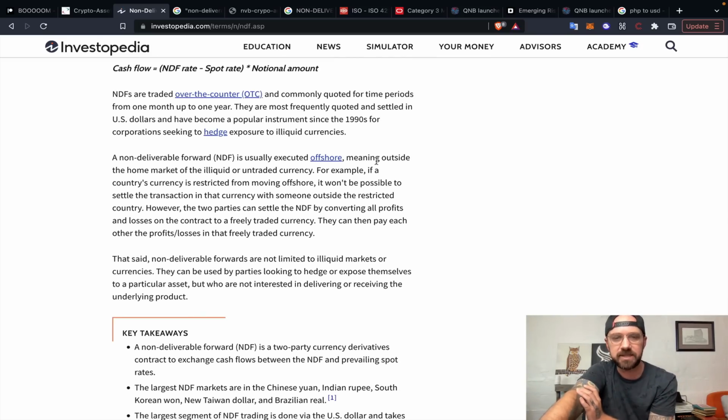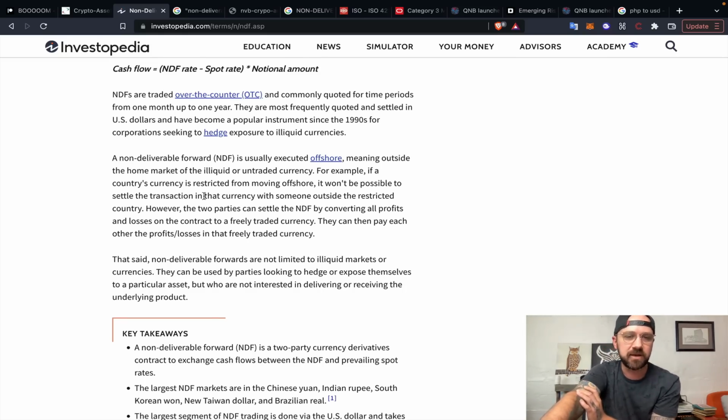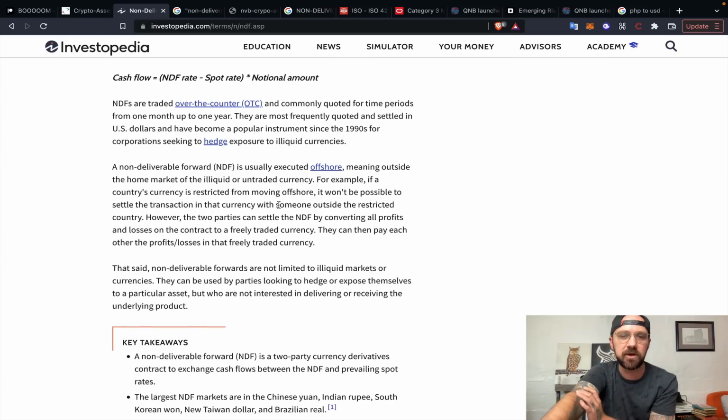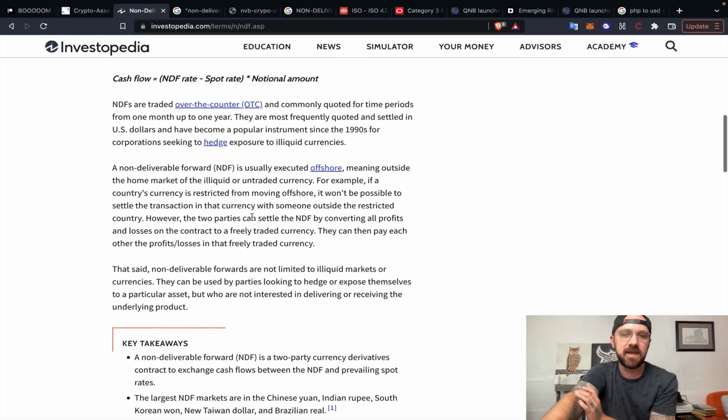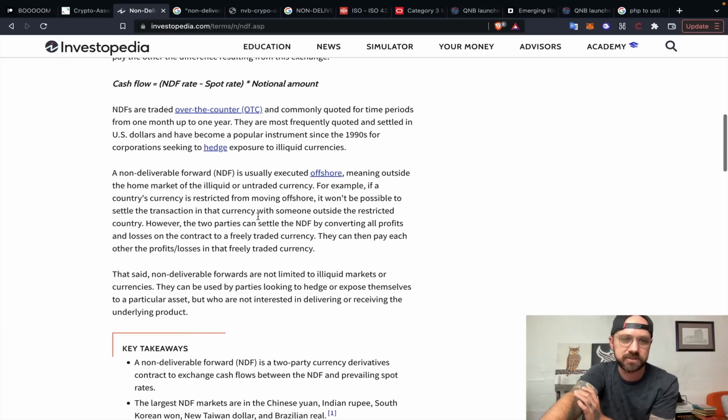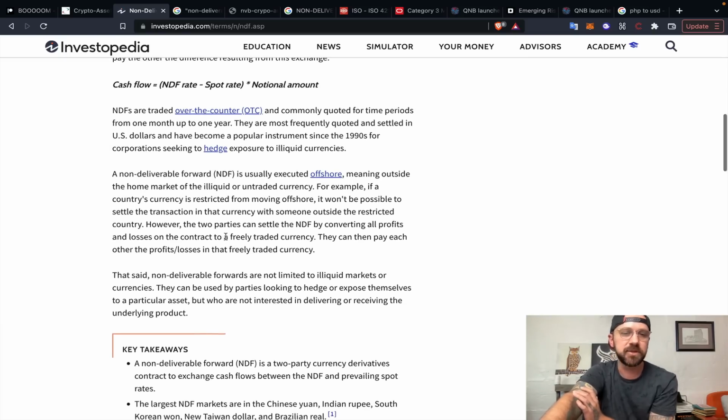This is kind of where it's interesting, meaning outside the home market of the illiquid or untraded currency. For example, if a country's currency is restricted from moving offshore, it won't be possible to settle the transaction in that currency with someone outside the restricted country. However, the two parties can settle the NDF by converting all profits and losses on the contract to a freely traded currency.